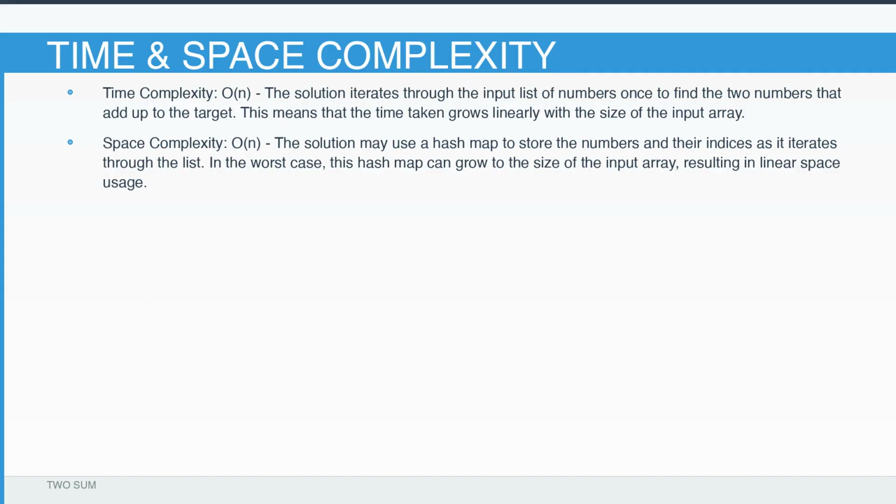Now, let's discuss space complexity, which is also O(n). In our solution, we might use a hash map to keep track of the numbers we've seen and their indices. Think of this hash map as a sticky note where we jot down each book's title and its position as we look through the shelf. In the worst-case scenario, if all numbers are distinct, this hash map could grow to be as large as the input array itself. Thus, our space usage can also increase linearly. Understanding these complexities helps in evaluating the efficiency of our algorithm.